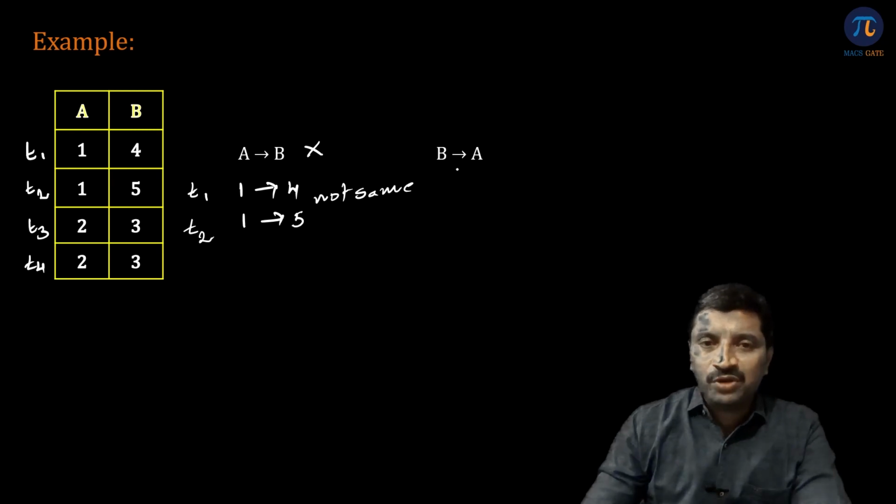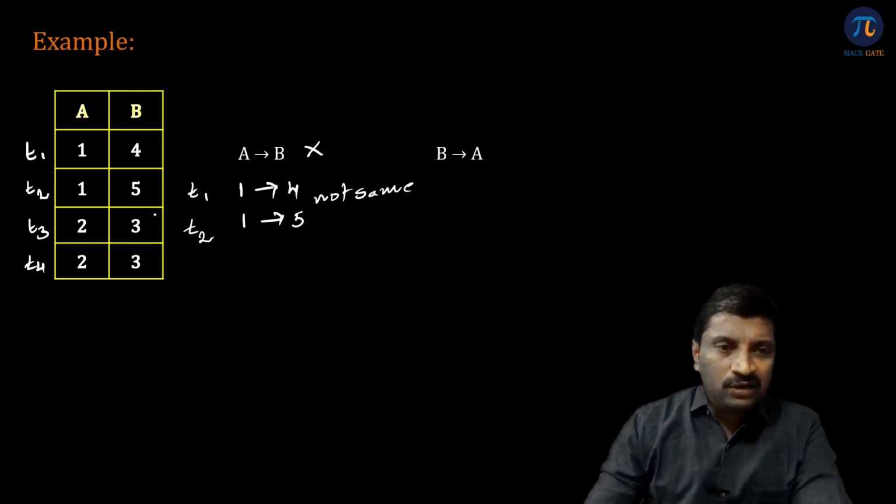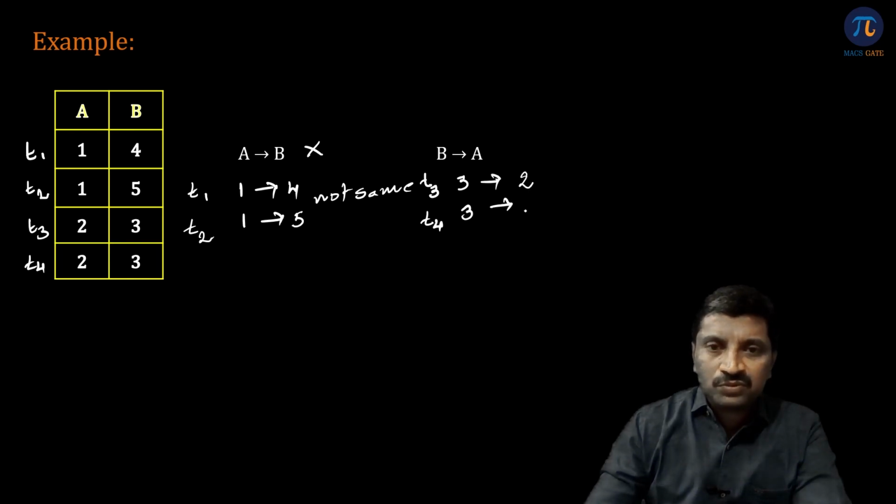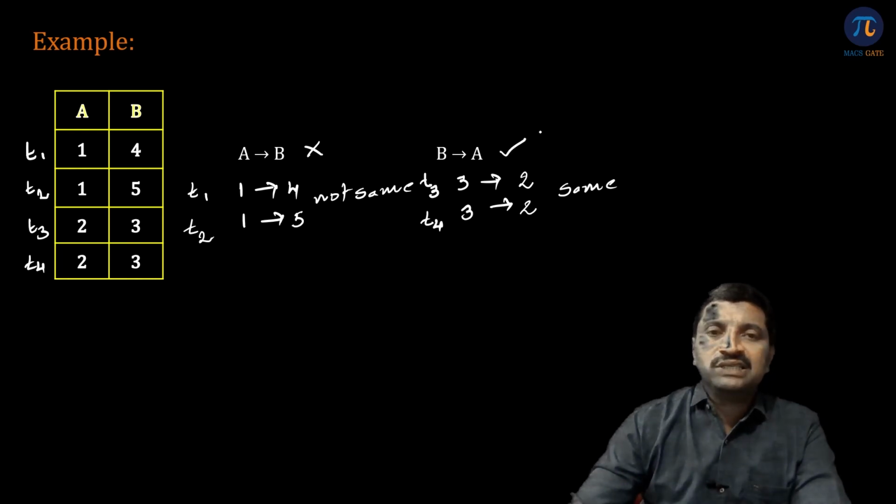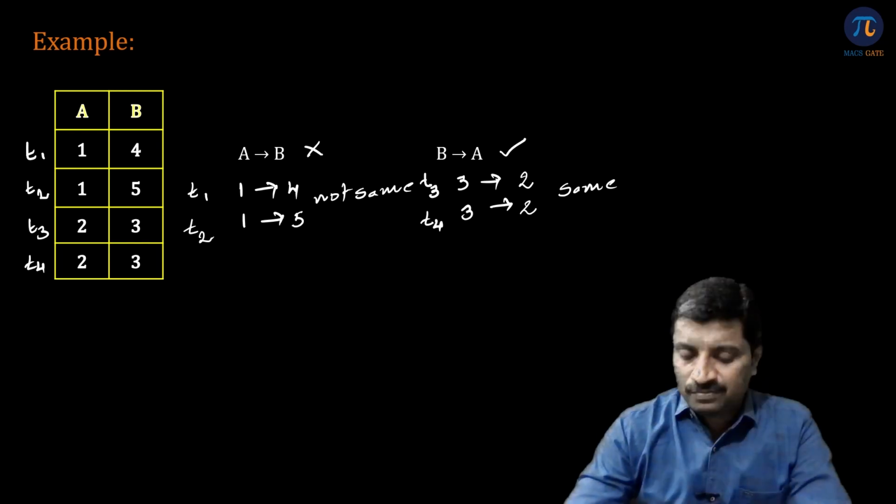Let us verify B implies A also. I think for T3 and T4, the B values are the same. These are 3's. What are the corresponding values? 2. So these are the same. So I can say this functional dependency is satisfied by the relation instance.